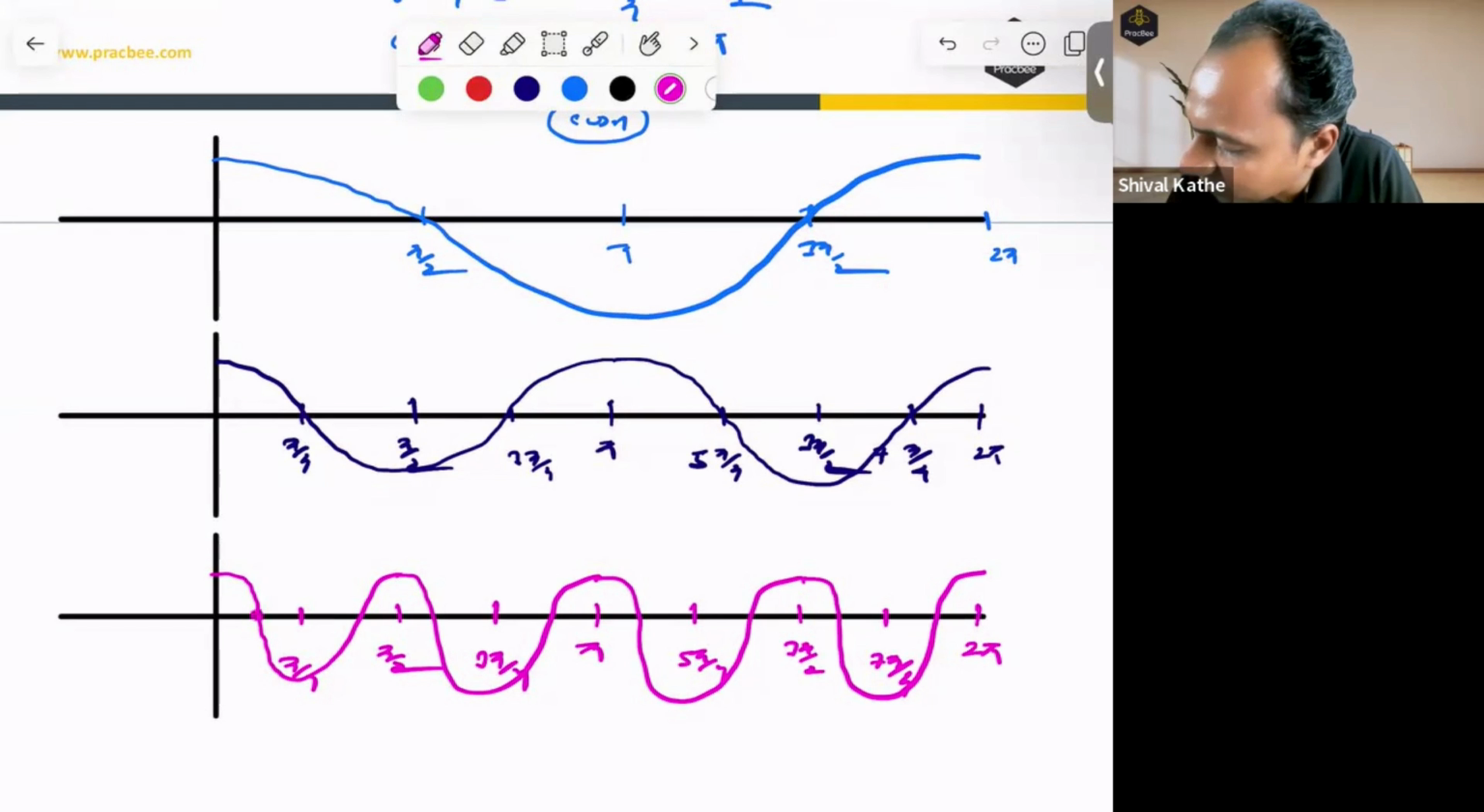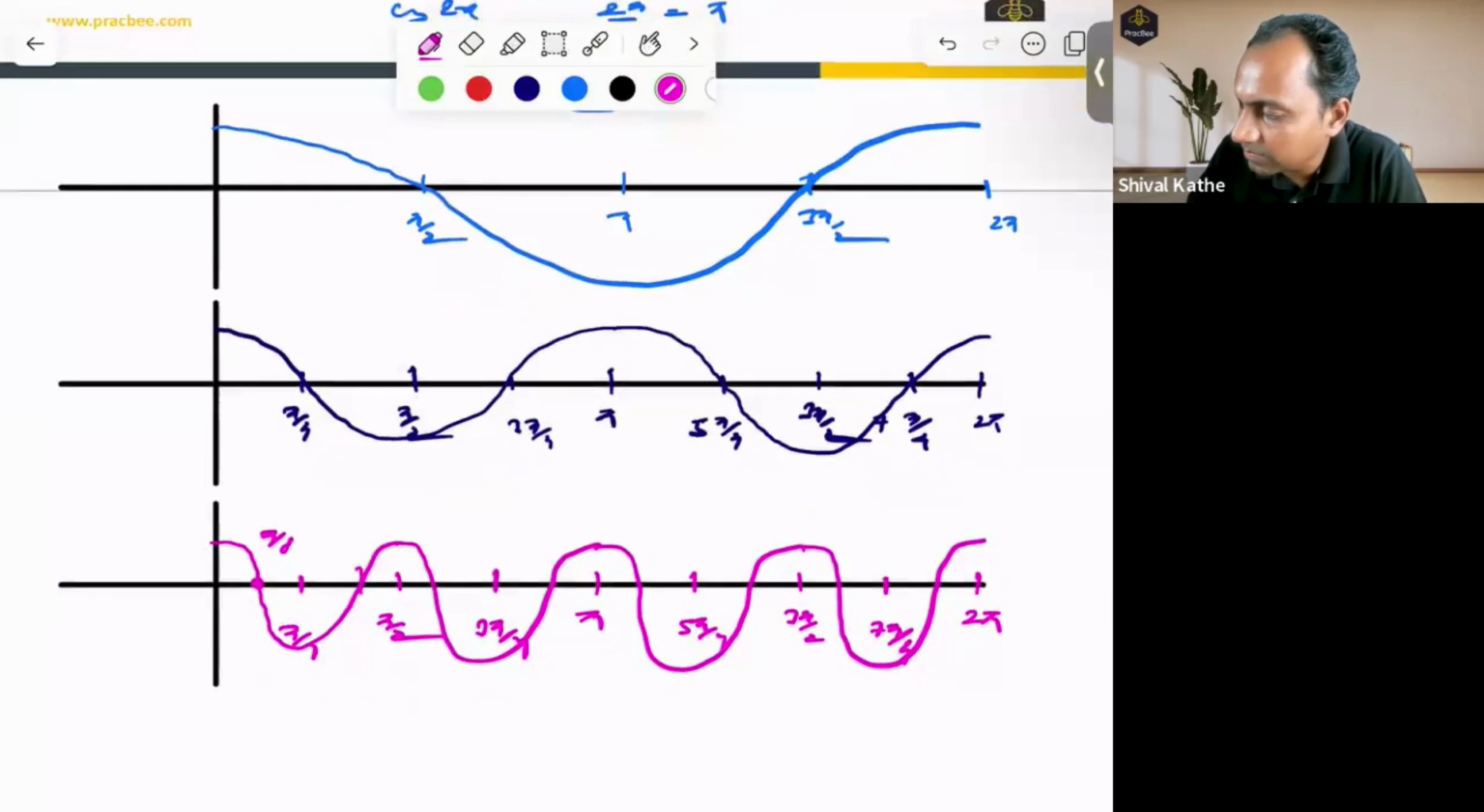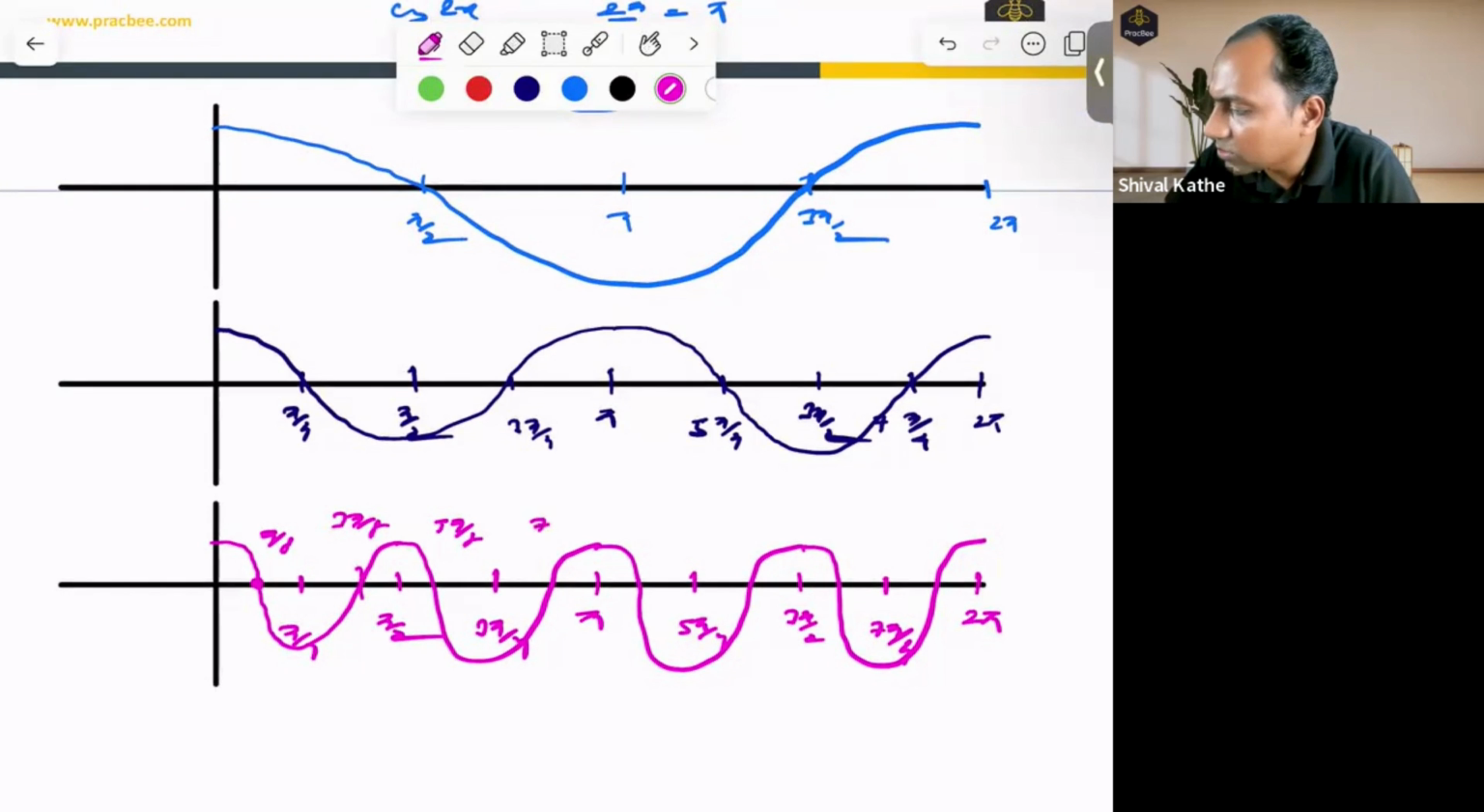See, now half of this would be nothing but pi by 8. And if I keep adding pi by 8, I should get my value. So pi by 4 and pi by 2, what is the midpoint? See, you can see that 4 pi by 2. So this will be 3 pi by 8. And this is how much? 6 pi by 8. So this will be 5 pi by 8. This is nothing but 8 pi by 8, so 7 pi by 8. And this would be nothing but 10 pi by 8, so 9 pi by 8.